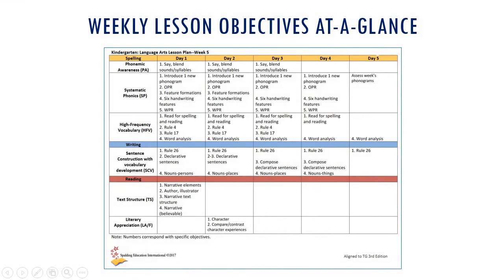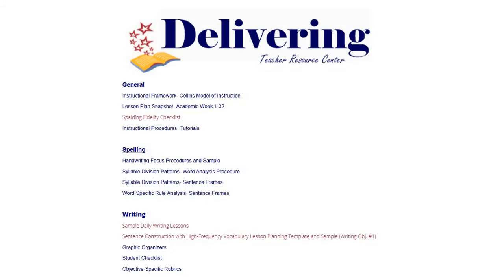This is another example of a resource found in the planning section. Spalding often gets requests for daily lesson plans. This resource gives all daily objectives at a glance on just 1 sheet of paper per week. This is a quick sampling of what you will find in the Delivering Resources section.